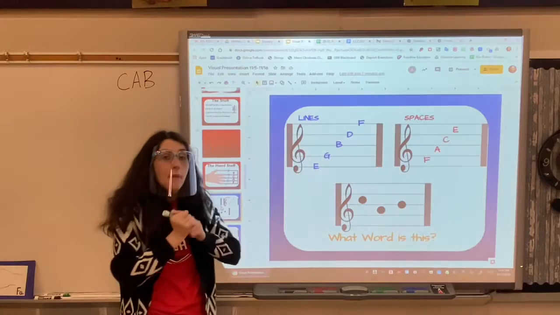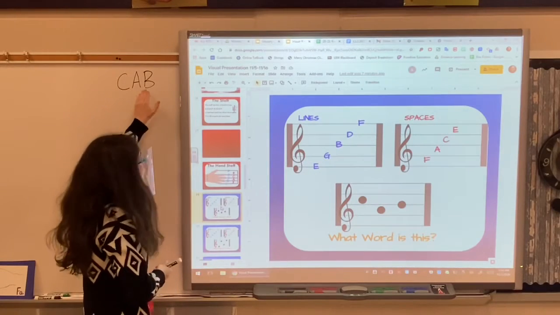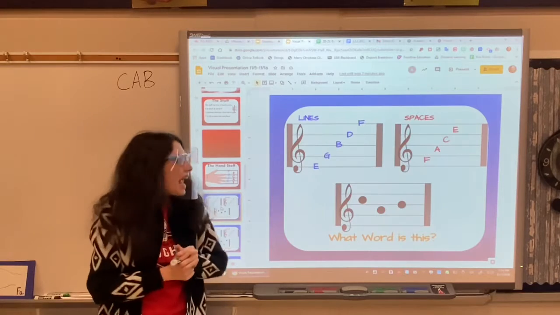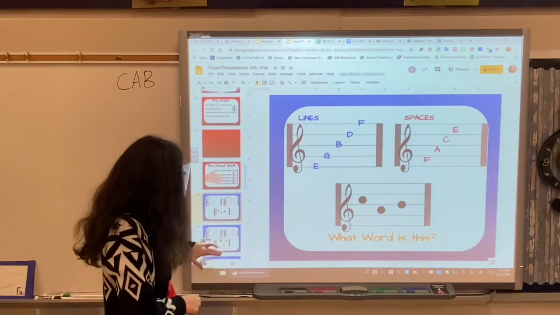And then I have my 3 letter note names. And they spell C-A-B, which is cab. And that is that one. So let's go ahead and look at another example.